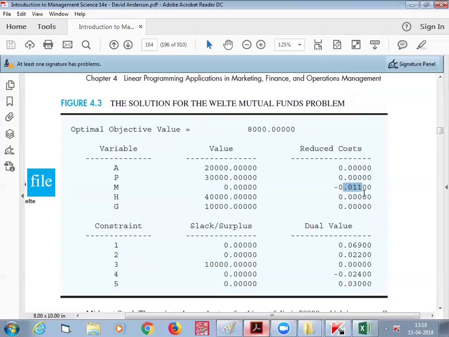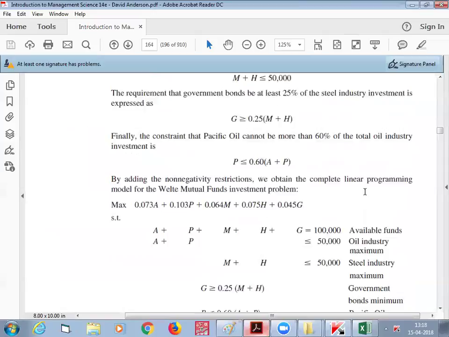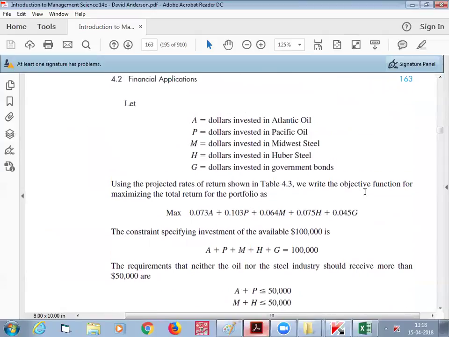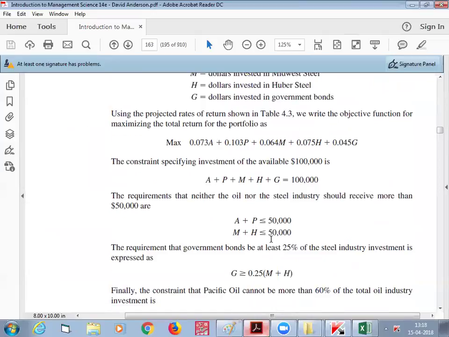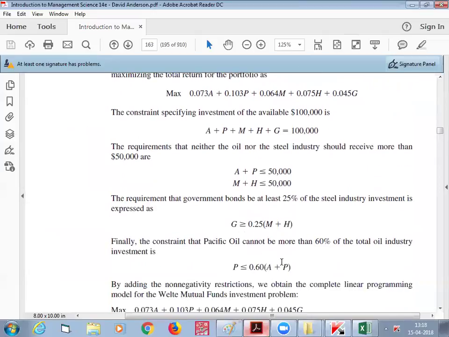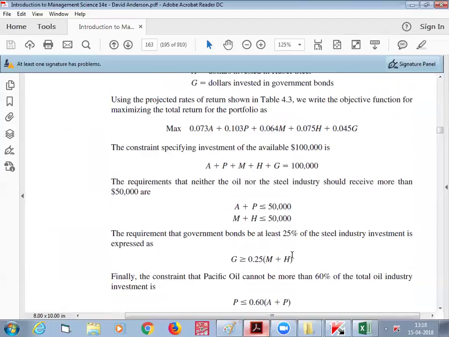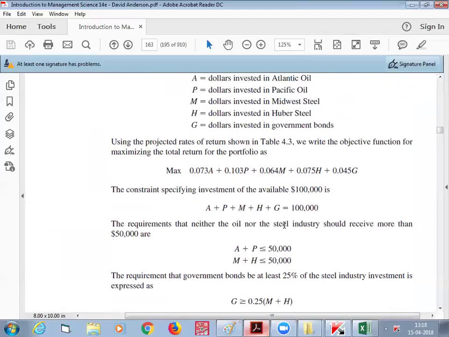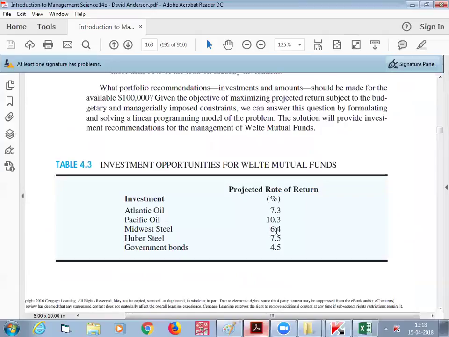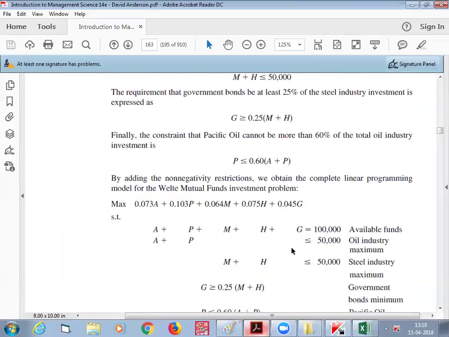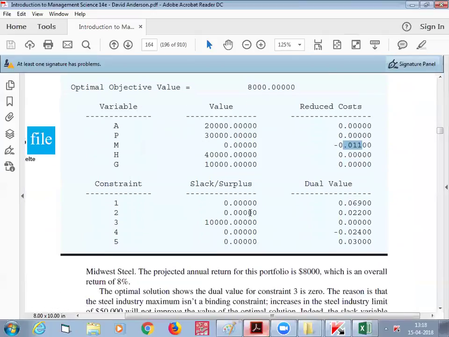Why? Well, it's very simple where this reduced cost is coming from. Notice that there's nothing that forces us to invest in Midwest Steel, whereas here there's something forcing us to invest in Atlantic oil. And if you look at the returns, Midwest Steel is exactly 1.1% less than Huber Steel. That's what the reduced cost is. The reduced cost is the difference between the rate of return of Huber Steel and Midwest Steel. If we invest in Midwest Steel, we're losing out 1.1%. That's what this is saying. Okay?